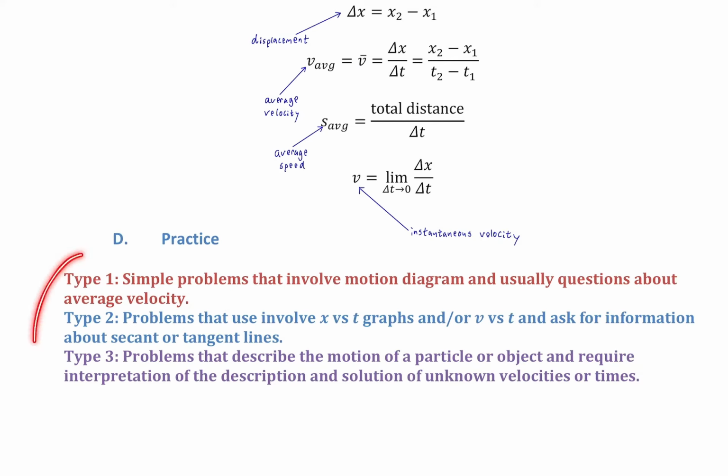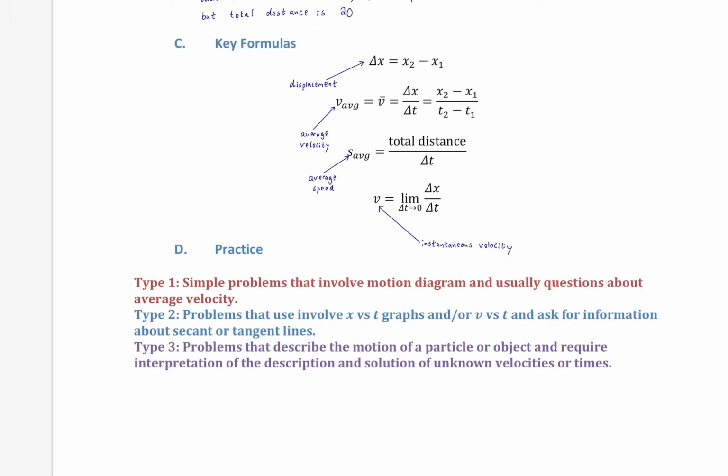So let's look at three types of problems. I have one example of each. Type 1 are simple problems that involve something called a motion diagram. Type 2 are problems that involve a graph, such as the x versus time, or position versus time graph, an x versus t graph. And type 3 are problems that don't have a diagram or a graph, and instead have a word problem about velocity and require an interpretation of that word problem.